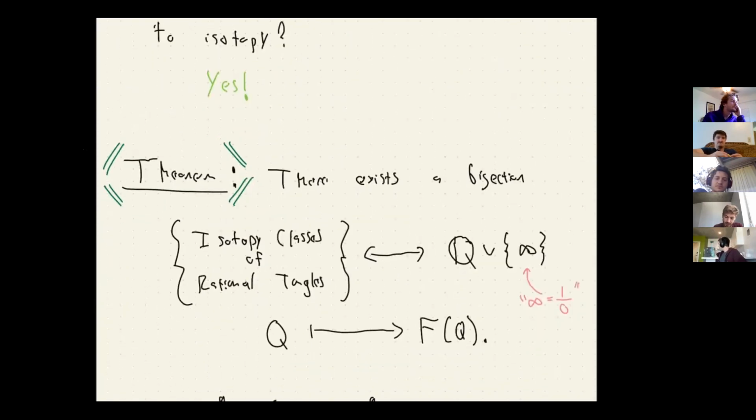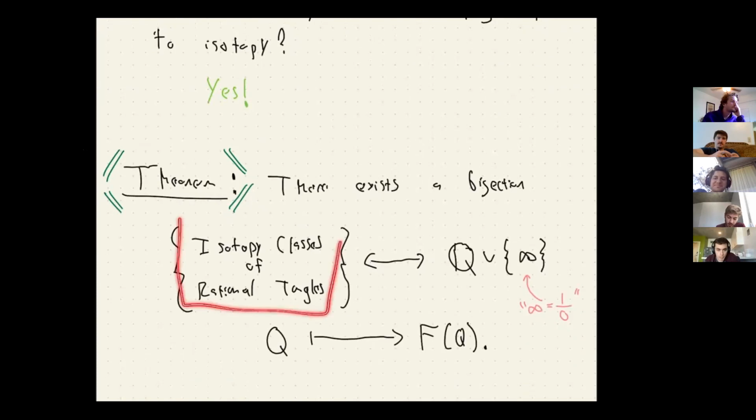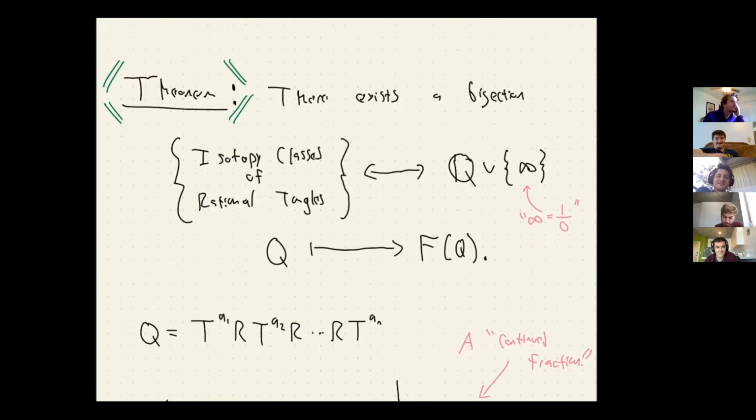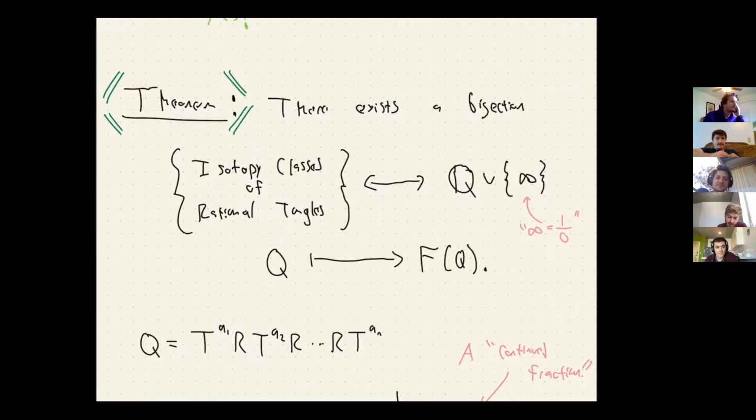It goes as follows. There exists a bijection between the isotopy classes of rational tangles and the rational numbers. And that's what gives them the name rational tangles. There's a little caveat that we actually have to include infinity. And infinity we can think of as, sorry, everybody's favorite rational number, 1 over 0. What am I going to call this bijection? If I've got a rational tangle Q, then I associate a fraction to it. It's called the fraction of Q, and I'm going to denote that f of Q. Okay.